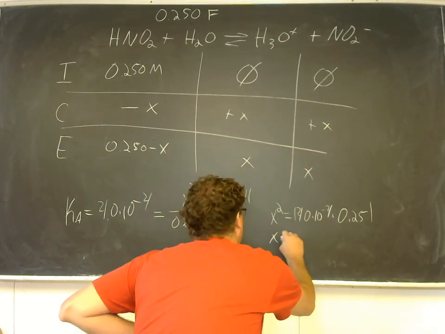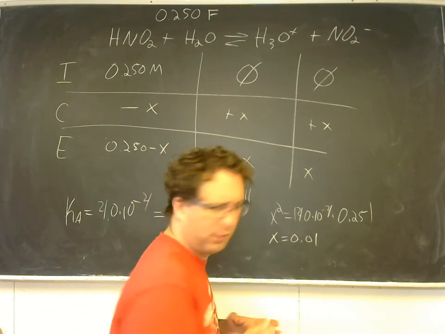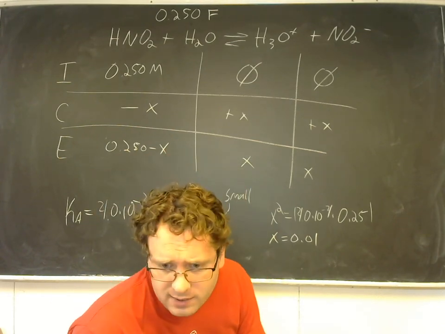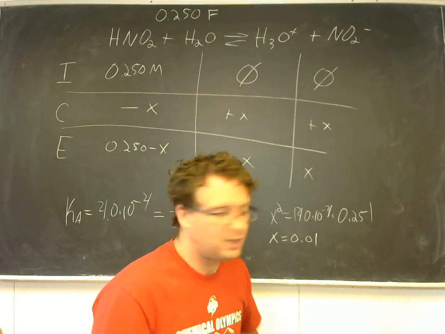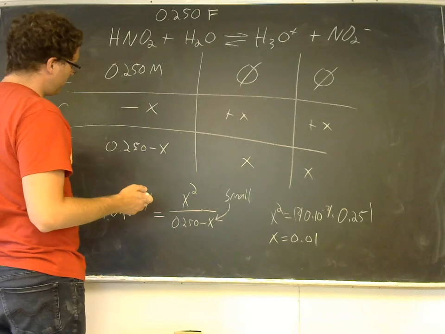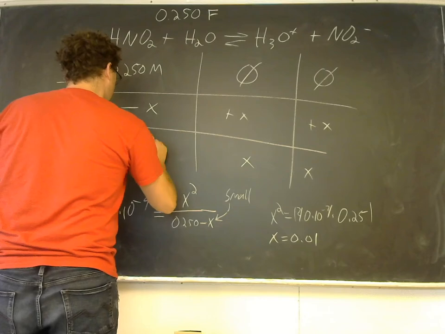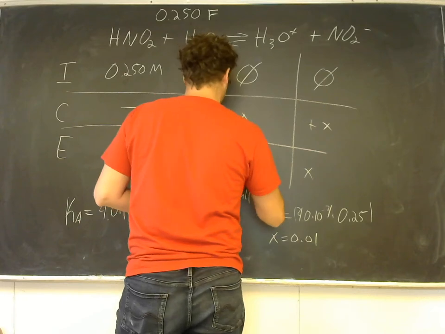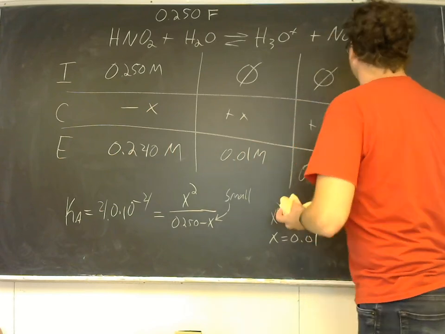So x equals 0.01, and oh, was that right? Sorry, I'm suddenly second guessing myself. Oh yeah, sorry, it was 0.01. And then we can start to put that in. 0.250 minus 0.01. Well, now we know it's actually 0.240 molar. And we know these concentrations, 0.01 molar, and this concentration, 0.01 molar.